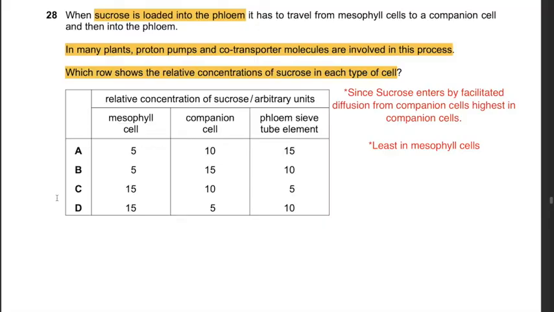Highest sucrose concentration is in the companion cell, followed by the phloem sieve tube element, and least is in the mesophyll cell itself. And why is that? Because sucrose is actively loaded into the companion cell from the mesophyll cells. Therefore, the relative concentration of sucrose within the mesophyll cells would be the least, leaving us with the answer being B.